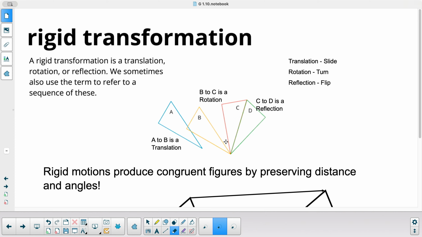And then a reflection is a flip across a line. For a rotation, you need a pivot point or a point that you're rotating around. And for a reflection, you need a reflection line. So this line right here, this little green line, I'm reflecting C to D right there.